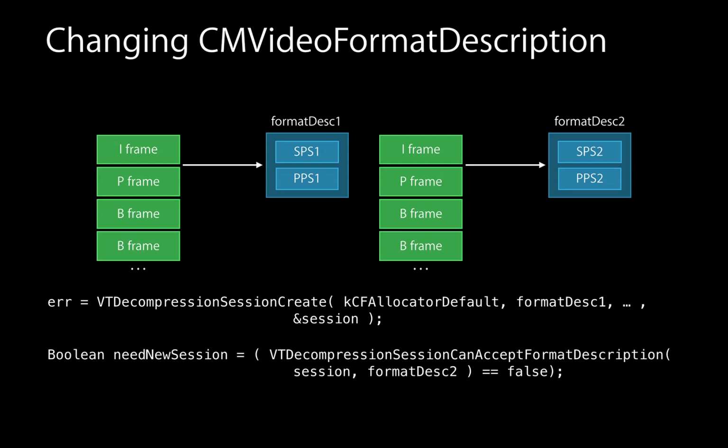If it returns false, that means the decompressor cannot transition from that first format description to the second format description. And you'll need to create a new VTDecompressionSession and be sure to pass the new frames into that one. And be sure to release that old VTDecompressionSession when you're no longer using it.